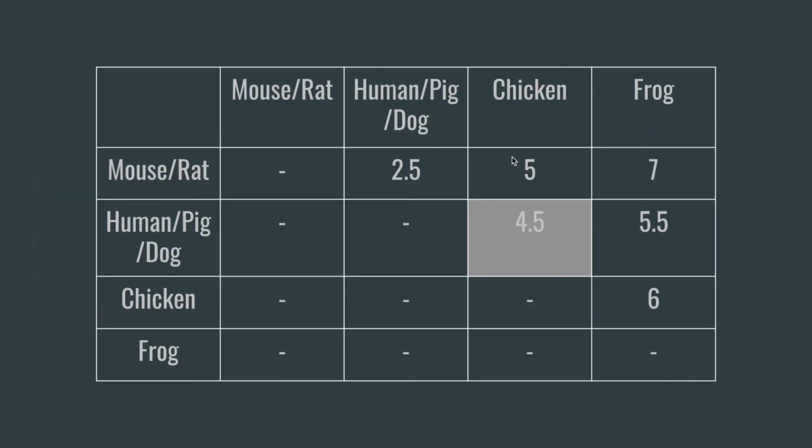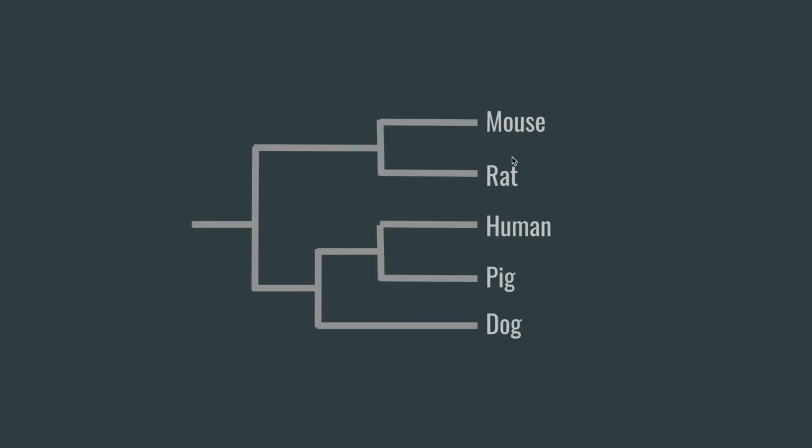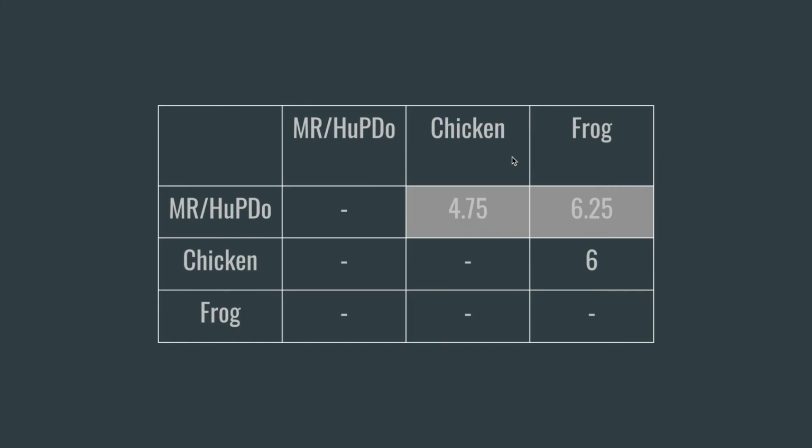So from this matrix, we can now see that the least difference would belong to that of a mouse and a rat, and that of a human, pig, and dog. That value is 2.5. We would therefore cluster together the mouse, the rat, the human, the pig, and the dog under this partial phylogenetic tree. Now, we would be reworking the matrix. So we would be clustering the mouse, the rat, the human, pig, and dog together, and we would identify to which it is closer, to the chicken or to the frog.